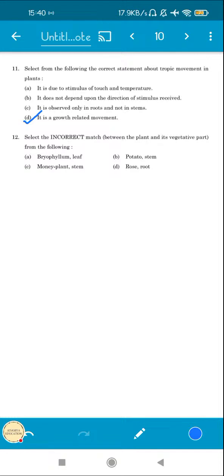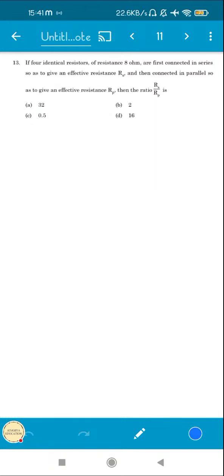So what is a vegetative part? We know that certain plants are there which do not grow from seeds, rather they grow from certain other parts of the body of the plant, such as a root, stem, then leaves, etc. So which one is incorrectly matched? That is our question. So first of all, bryophyllum grows from leaf, we know this. Potato grows from stem, the eyes of the potato which generally germinate during the rainy season. Money plant also grows from stem, but rose does not grow from roots. Rose grows from cutting or the stem. So D is the incorrect option.